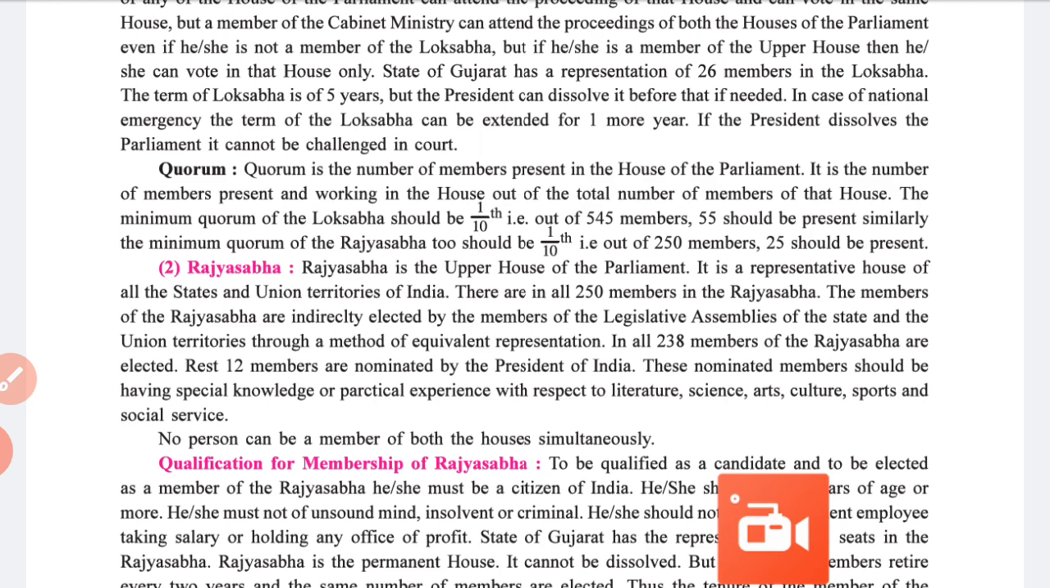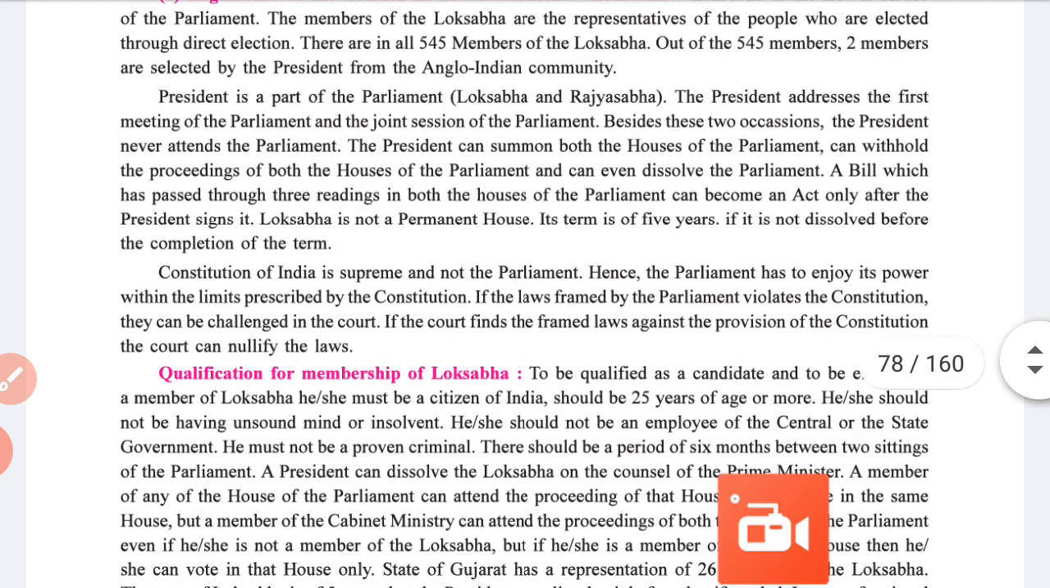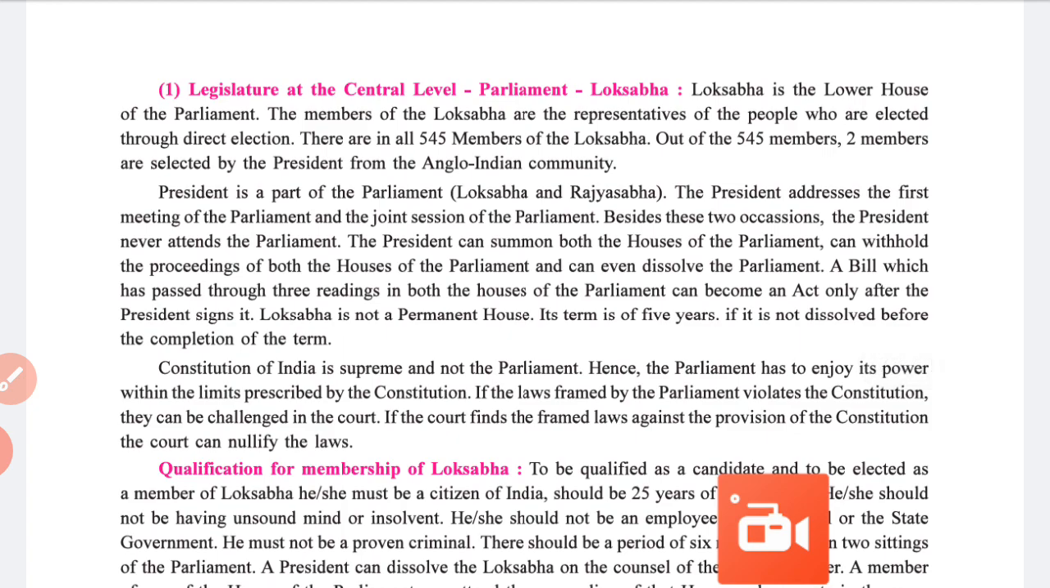Second, Rajya Sabha. So we have studied the Lok Sabha completely. First, Lok Sabha is the lower house, with a total of 545 members, of which 2 members are Anglo-Indian.